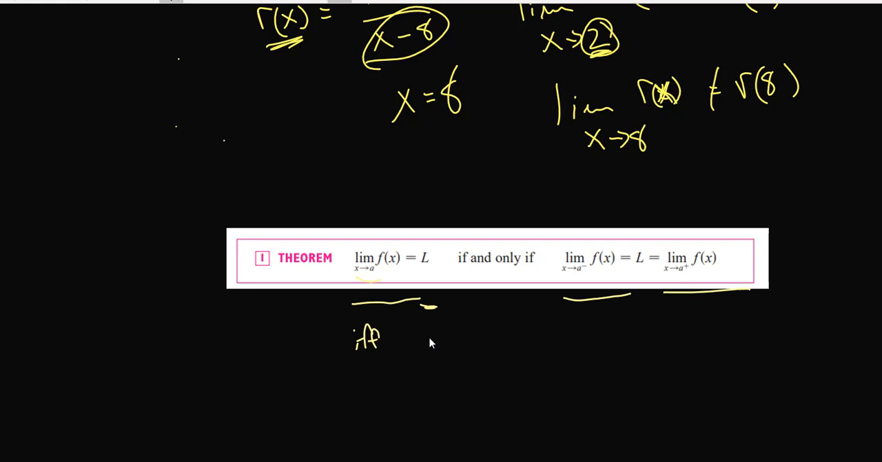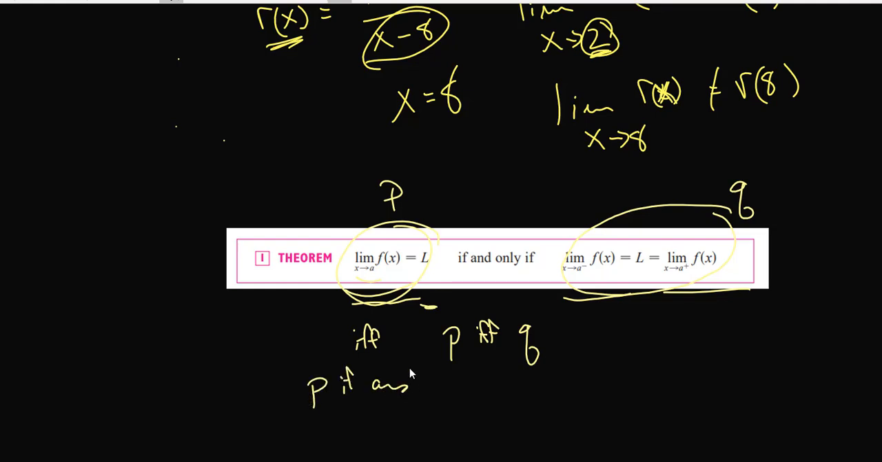And if we wanted to prove this, let's call this statement P, and let's call this statement Q. So what this is saying is P if and only if Q. That's how we can write "if and only if." If you write that in English, you would say "P if and only if Q." And that is actually two statements.